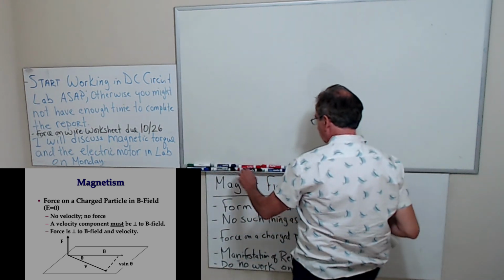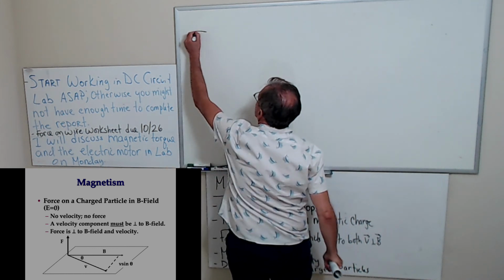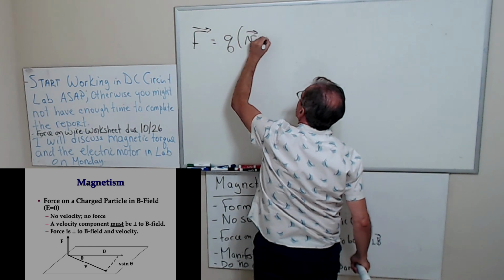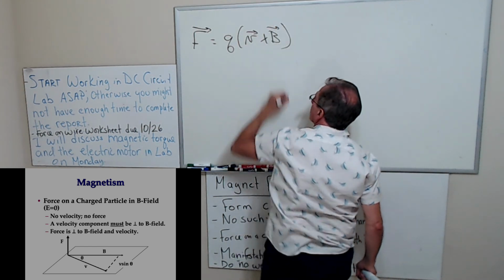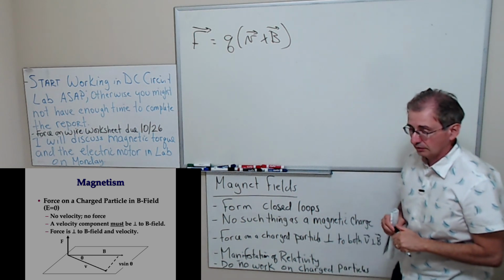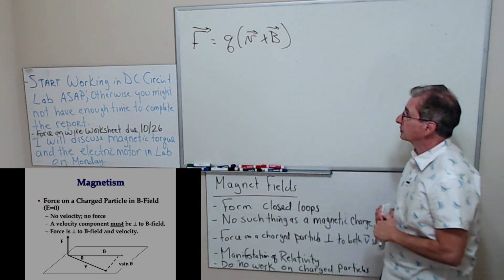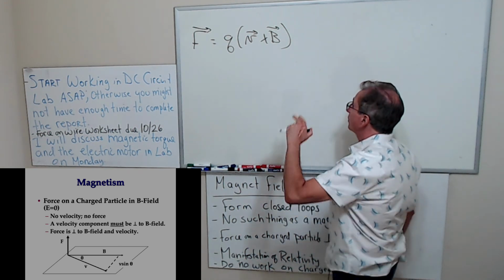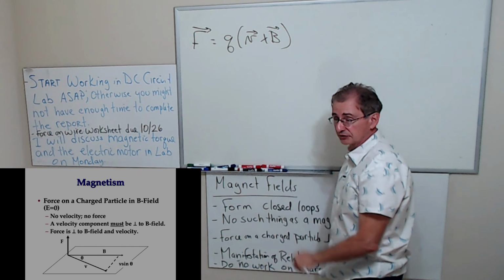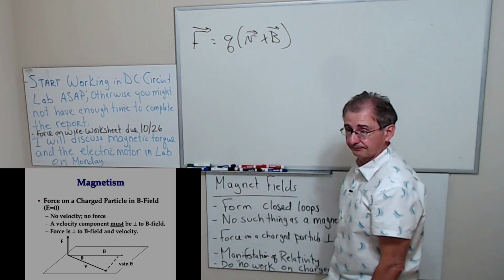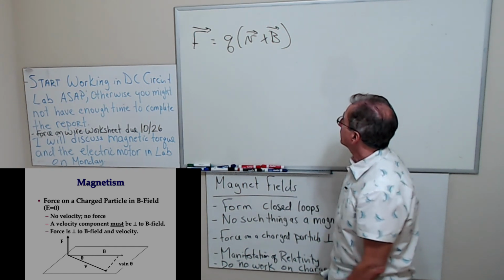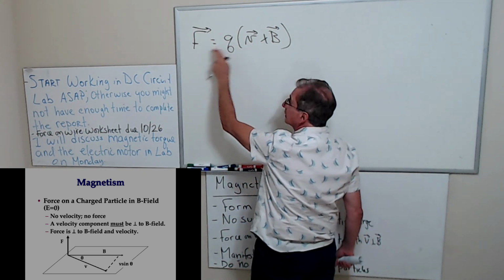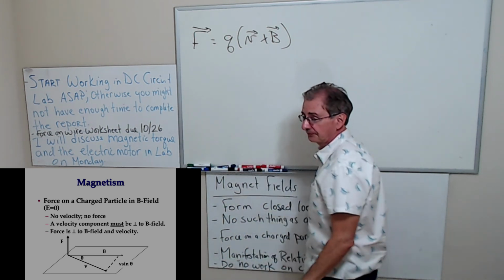And we said that magnetic force is qv cross B. That's the magnetic force on a charged particle. And this works whether or not the magnetic field is uniform. And this force does no work on these charged particles. This force is perpendicular to both of these two.